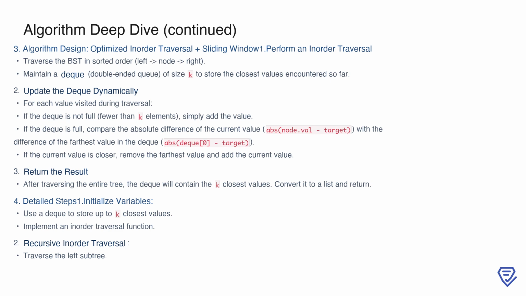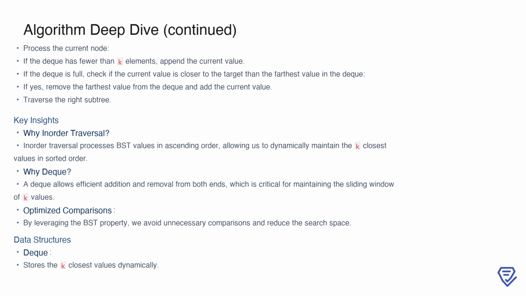In more detail, the inorder traversal proceeds recursively. First, the left subtree is traversed. When processing the current node, we check the size of the deque. If it contains fewer than k elements, we append the current node's value directly. If the deque is already full, we compare the current value's proximity to the target with that of the farthest value stored in the deque. If the current value is closer, we remove the farthest value and add the current value to the deque. Finally, the traversal continues to the right subtree. This approach leverages the natural order provided by the inorder traversal to maintain the k closest values dynamically.